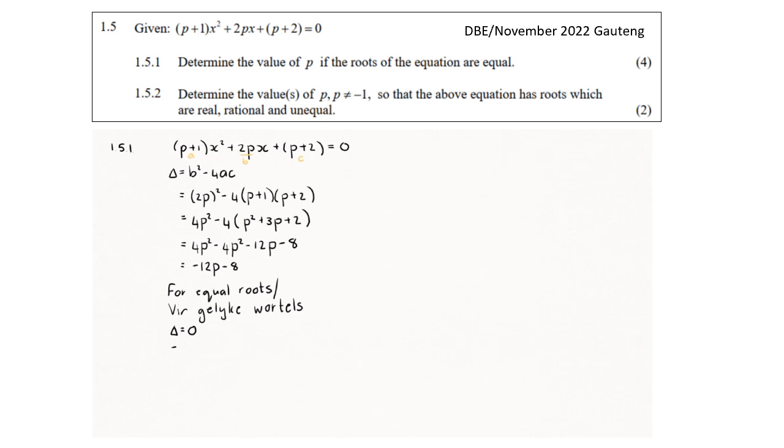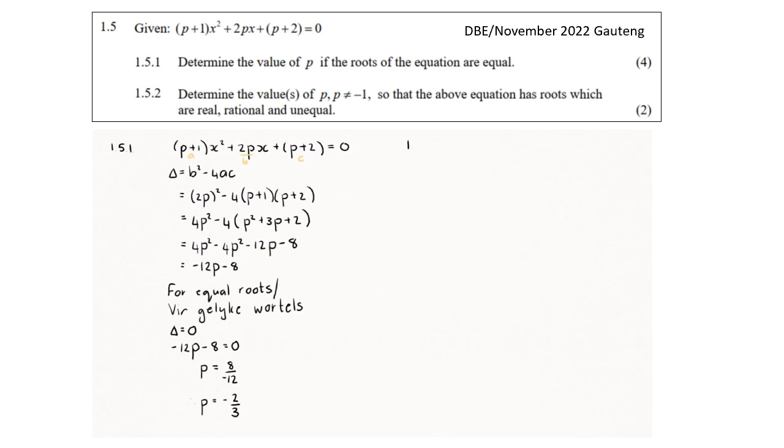So now we put negative 12p minus 8 equal to 0. Then p is equal to negative 8 over 12. And if we simplify this, we get p is equal to negative 2 over 3. So for equal roots, the value of p has to be negative 2 over 3. Let's look at the mark allocation. You get 1 mark for the correct substitution into the discriminant formula, 1 mark for negative 12p minus 8, then 1 mark for the discriminant equal to 0, and then lastly 1 mark for p equals negative 2 over 3.